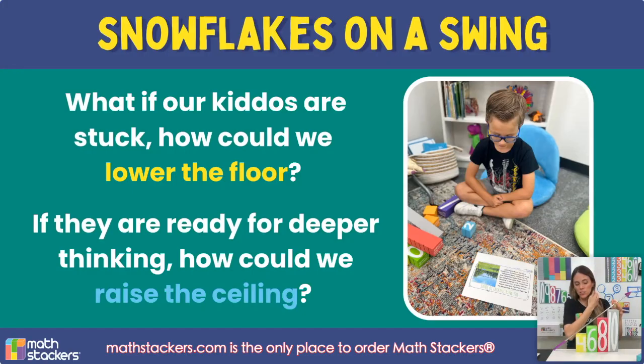So let me ask you this. This is the 4th, 3rd, 2nd, 1st swing. What would the 0th swing be? How many snowflakes would be on the 0th swing? Get it? It's like the one before that. How many snowflakes would be right here? What math stacker would I need to put right down here? I'm gonna let you guys think.